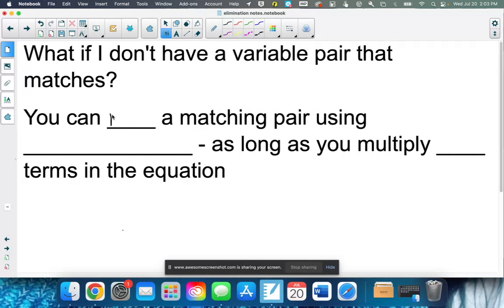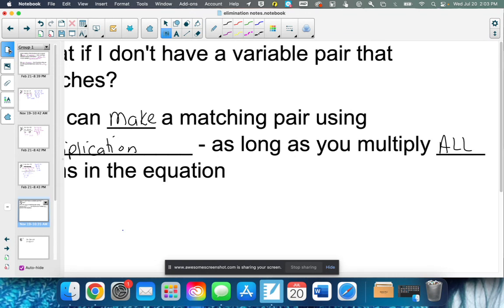You can make a matching pair, okay? But the specific rule is you can only make a matching pair using multiplication, okay? And you have to multiply all the terms in your equation. But you can make a matching pair. You can make one of your variables, the x's or the y's, have the same coefficient. So let's take a look at how we do this.